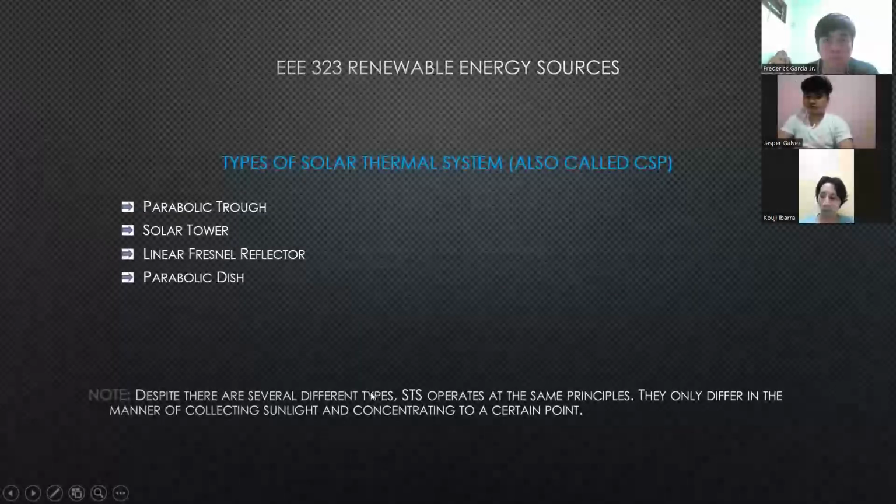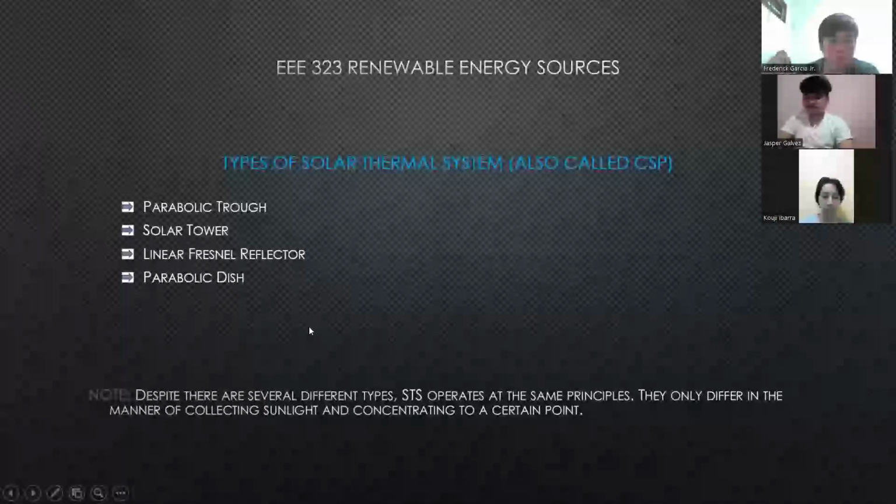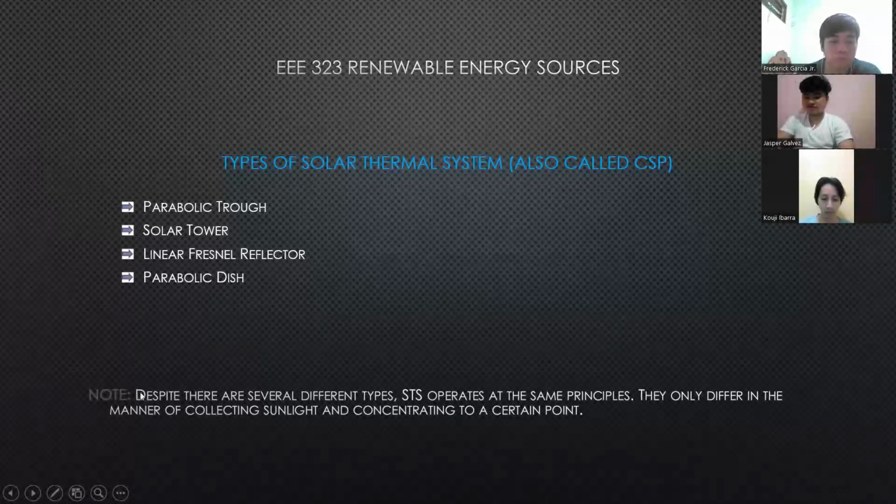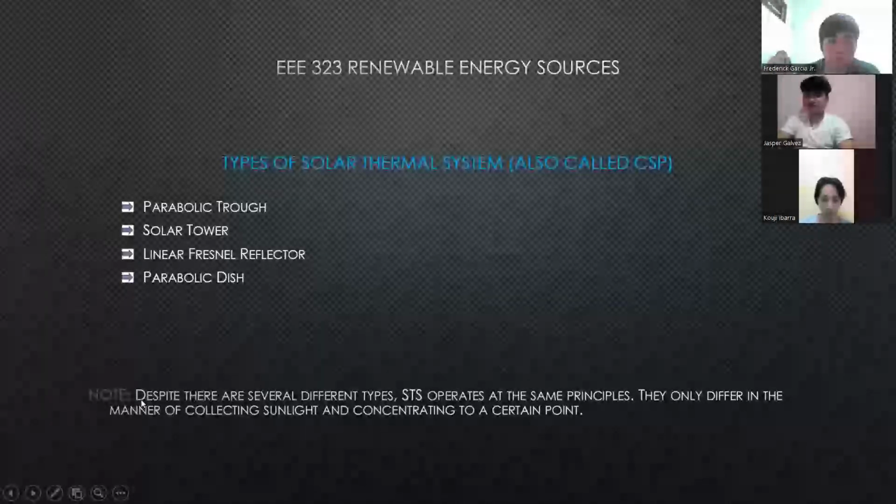Okay, so types of solar thermal systems, also called CSP: parabolic trough, solar tower, linear Fresnel reflector, and parabolic dish. Note, despite there being several different types, CSPs operate on the same principles. They only differ in the manner of collecting sunlight and concentrating to a certain point.